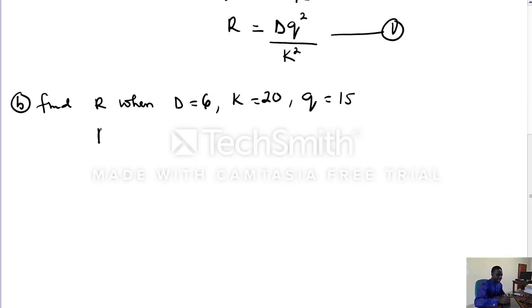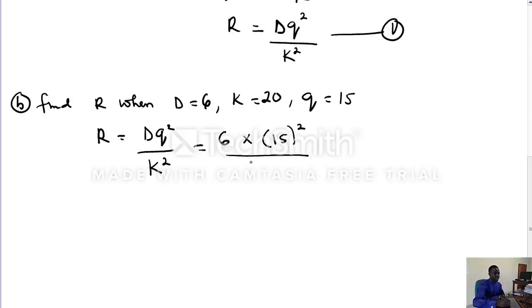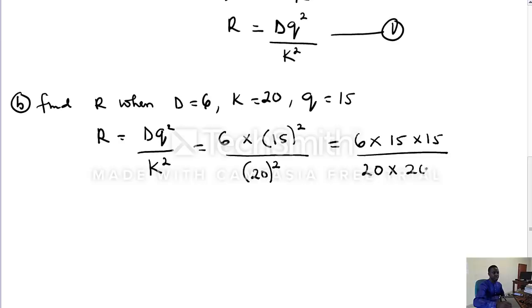So we have it that given that r is equal to dq squared over k squared, I'm going to substitute right away where d is 6 to be multiplied by q squared. Q is 15, so square of 15 is going to be 15 squared, divided by k, which is 20, so I'm going to square it too, so 20 squared. So this is equal to 6 times 15 squared, which means 15 times 15, all divided by 20 times 20.